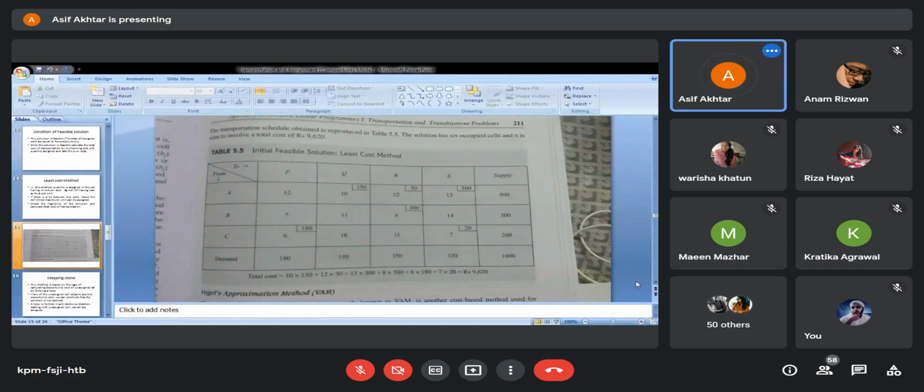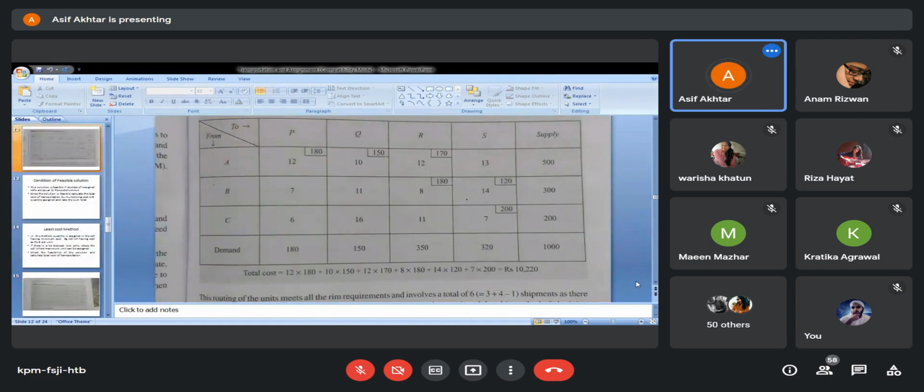Now, what is this method all about? As the name itself gives you an idea, here the logic of allocating the quantity is that we start with the cell which is having the minimum cost of transportation. I'm repeating: the starting cell is the cell which is having the minimum cost of transportation. And then gradually we move from one cell to another cell in the same manner, horizontally and vertically, without moving diagonally.